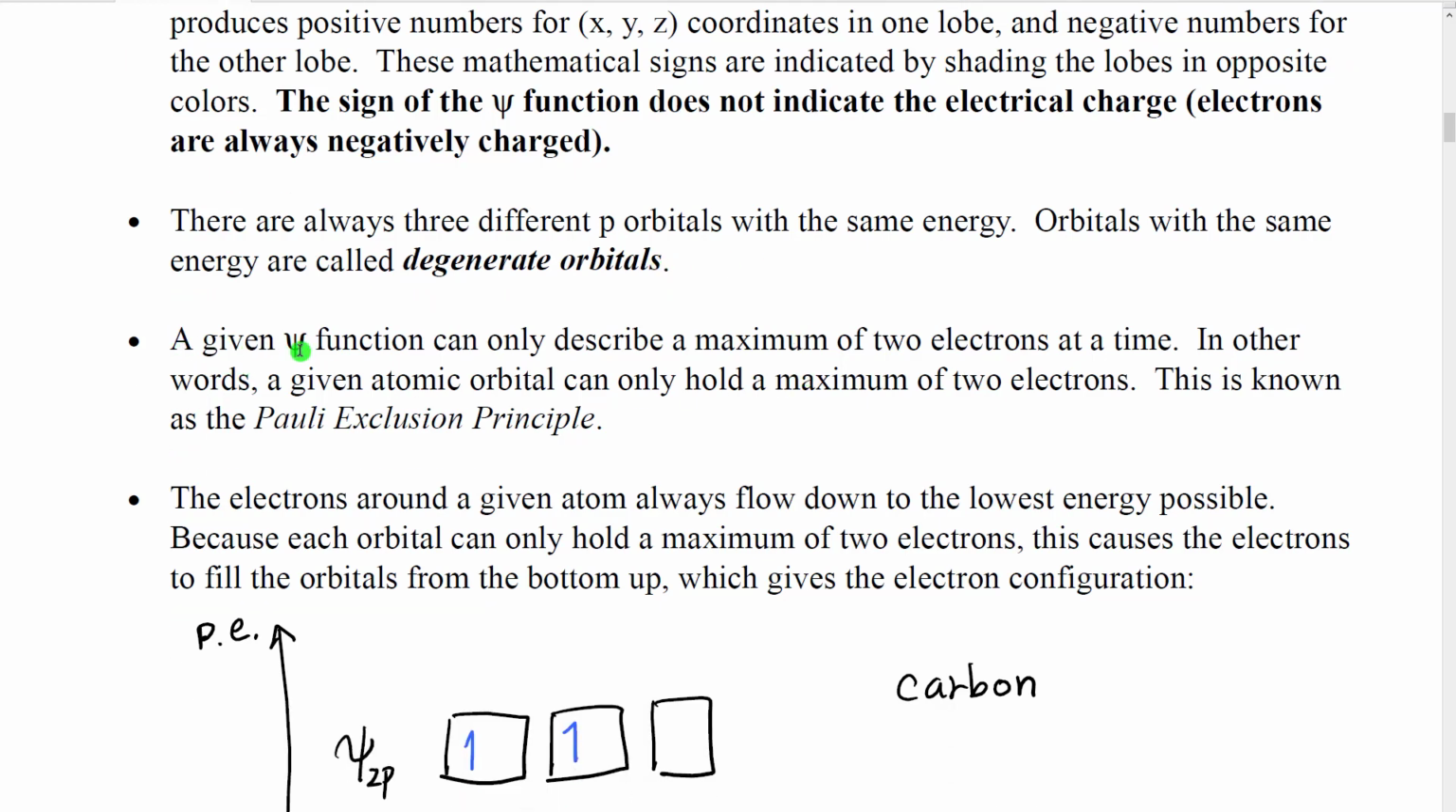It's also important to notice that a given psi function can describe 2 electrons. So there can be 2 electrons with the same energy existing in the same location in space. However, it can't describe more than 2 electrons. So if we have a third electron, that third electron would either have to have a different energy, or if it had the same energy, it would have to have a degenerate orbital available to it, so it could be in a different location in space.